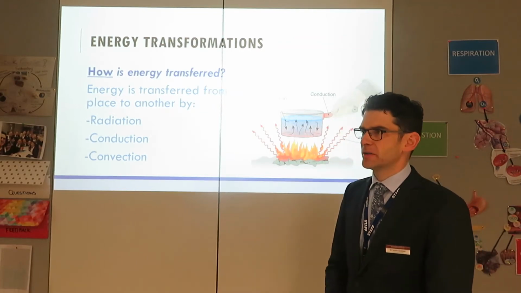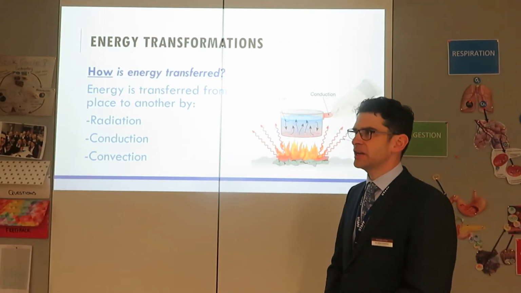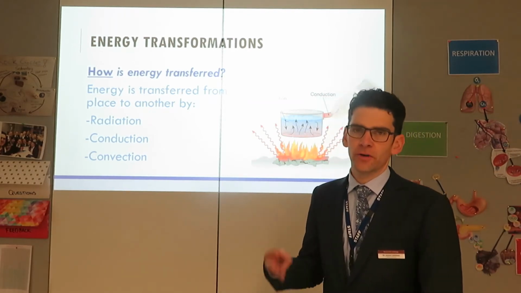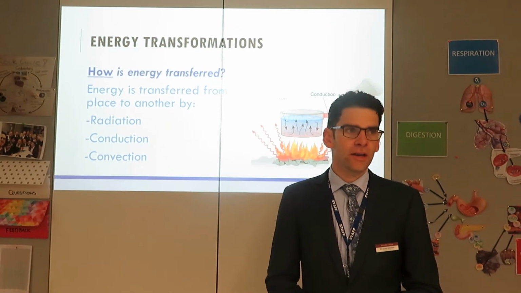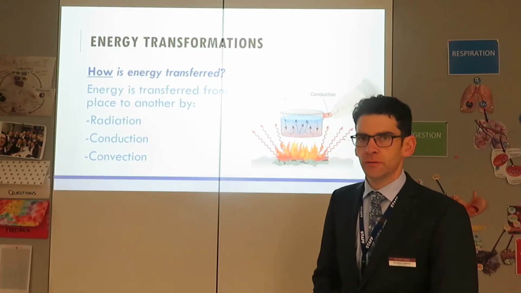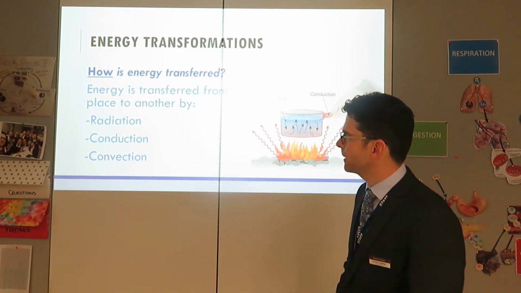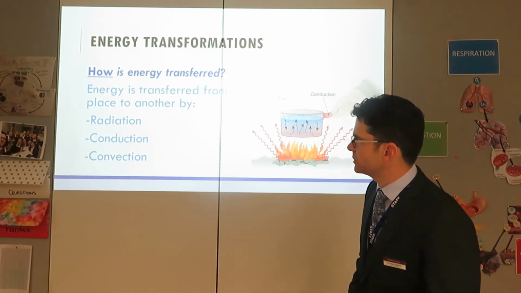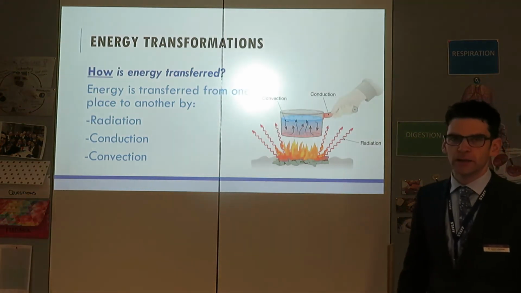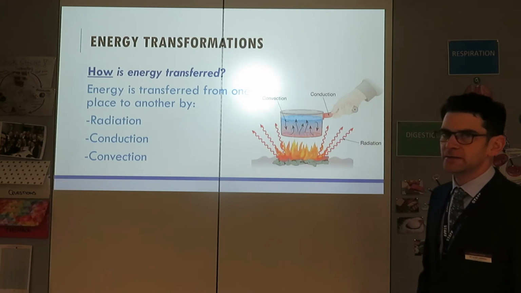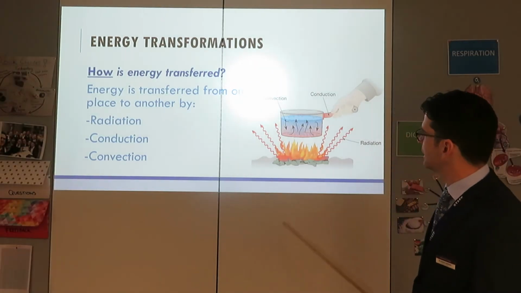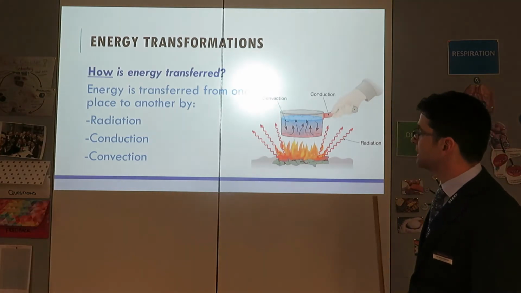Okay, so now we know where it's come from. Where does energy actually go? To understand this, we need to start thinking about three key terms: radiation, conduction, and convection. These are all different ways energy can be transferred from one object to another. So let's start with radiation. Using the analogy of boiling a pot of water, we can see all three of these different types of energy transfer in this scenario.